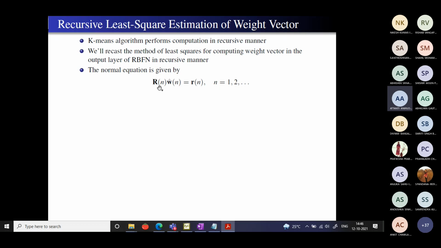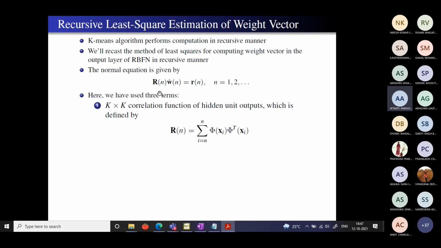This capital R, if there are k number of clusters, will give you nothing but the k by k cross-correlation. So we'll see these three terms. First, this R is nothing but the k by k correlation function of hidden units. Here the unit output means from the hidden space, which is defined by Rn.